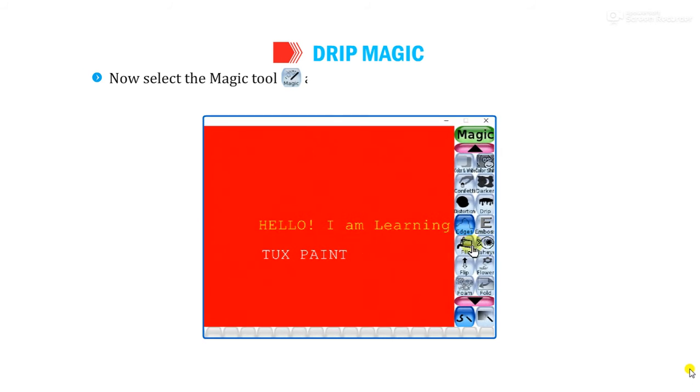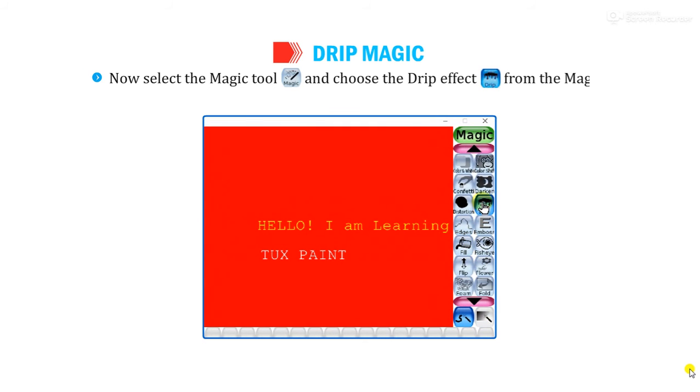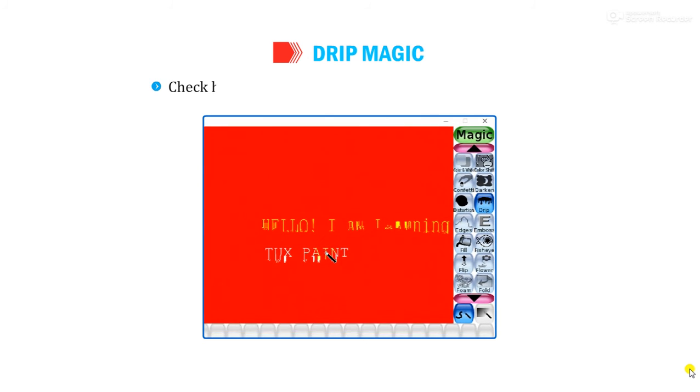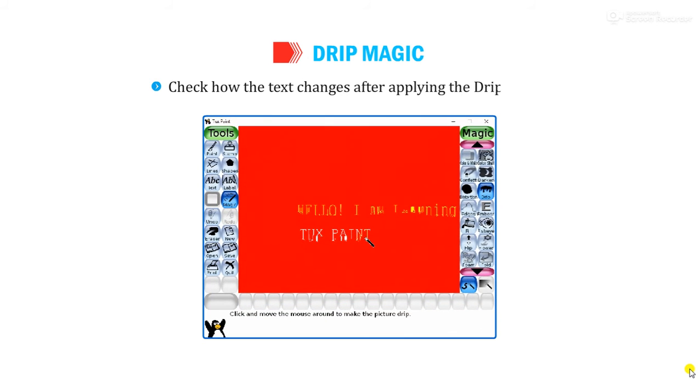Now select the Magic tool and choose the drip effect from the Magic sub toolbox. Drag the magic wand over the text to add dripping effect to it. Check how the text changes after applying the drip effect.